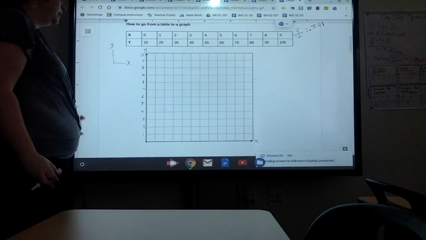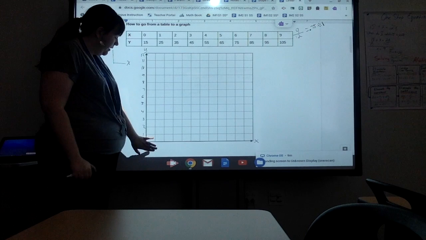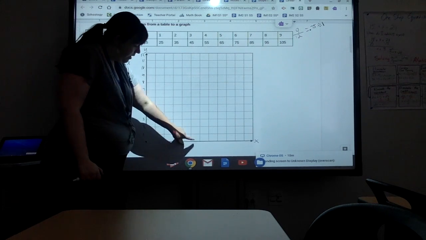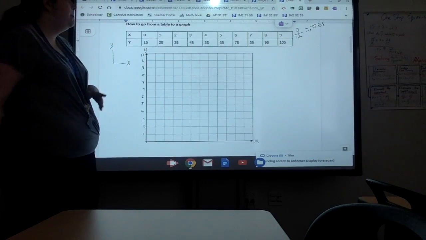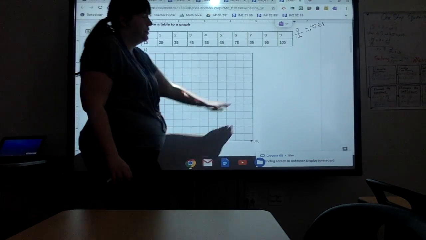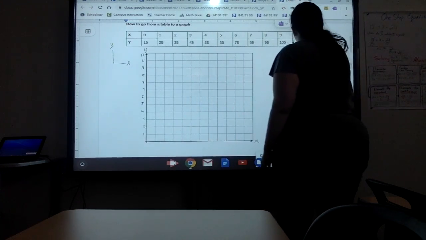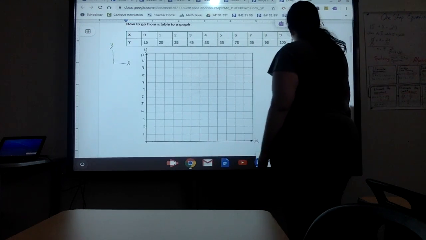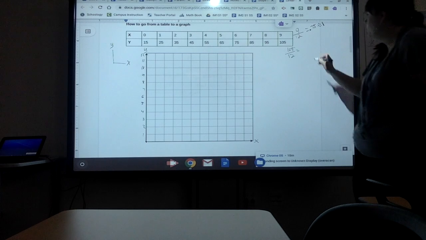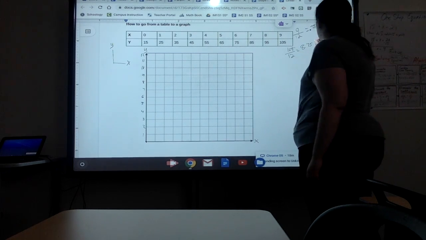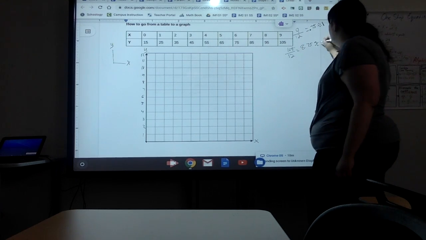For my x-axis, I'm going to do the same thing. So I think it's 12 too. See, 1, 2, 3, 4, 5, 6, 7, 8, 9, 10, 11, 12. However, the biggest number on my y-axis is 105. So if I do 105 divided by the 12 tick marks I have, I get 8.75. So I'm going to round that up to 10.